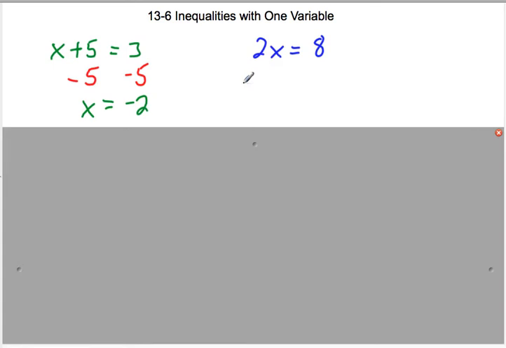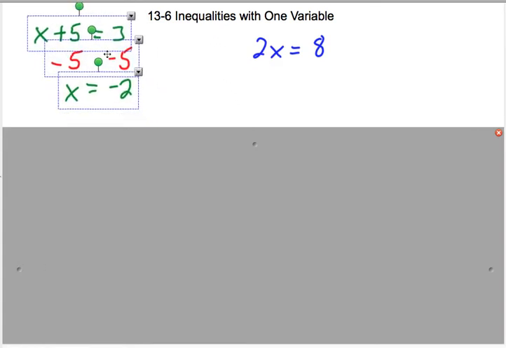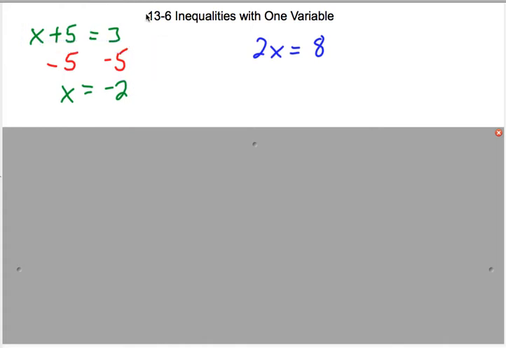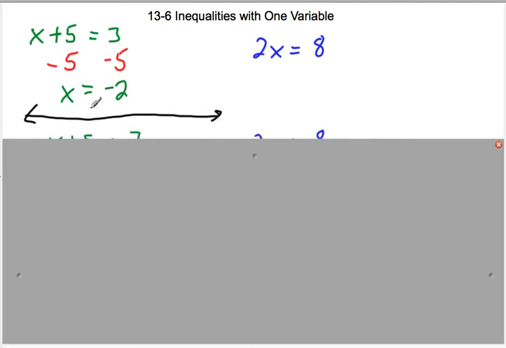And if you wanted to graph that, you would make a number line. You could say this is 0 and this is -2, and you would make a dot here. So there you go. Graphing an equation. Just making a dot on a number line.